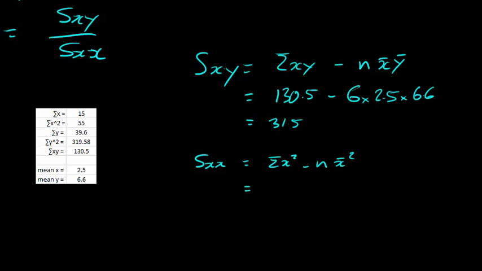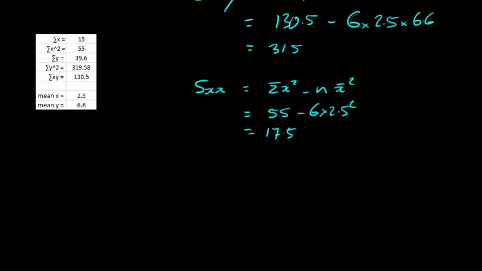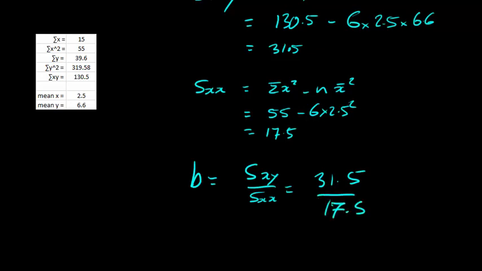Next one is sxx, and again just sigma x squared minus n x bar squared. And so for sxx we have 55 minus 6 times 2.5 squared, and that comes out to be 17.5, which means that my equation for b, which remember was sxy over sxx, sxy, that's 31.5, there should be a decimal point in there, over 17.5, which comes out to be 1.8.